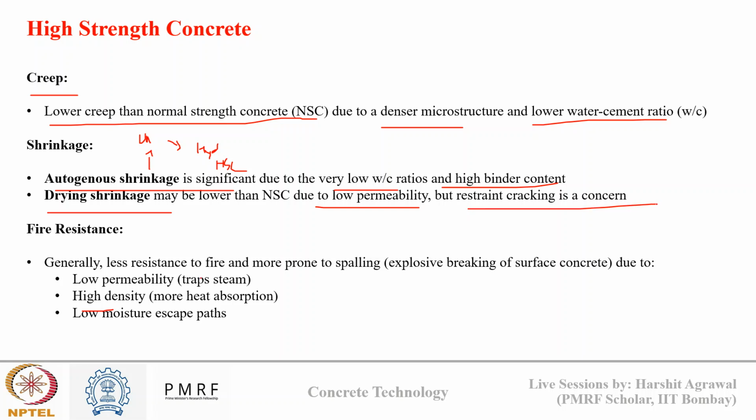in high strength concrete. In terms of fire resistance, high strength concrete performance is poorer compared to conventional concrete. Why? Because of the low permeability, the high density, and the low moisture escape path. Since high strength concrete is very dense, what happens when there's fire? Water is converting into steam, but the steam is not finding any path to move out. So it will generate internal stresses and can damage the structure in case of high strength concrete. Whereas in conventional concrete, there are interconnected paths through which the steam can escape, and thus it does not damage the concrete as much as can happen in a high strength concrete.